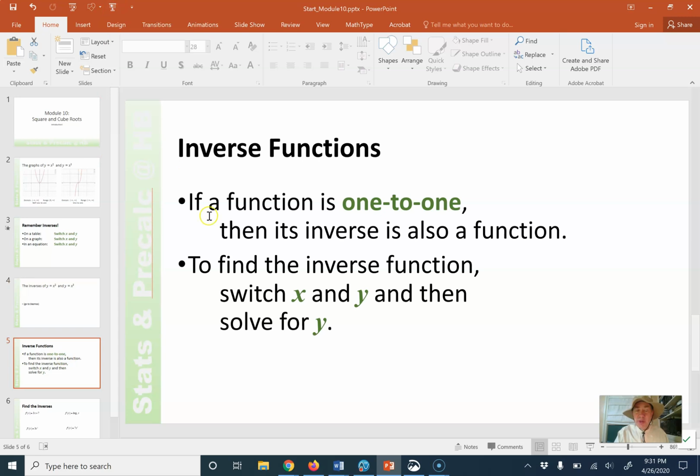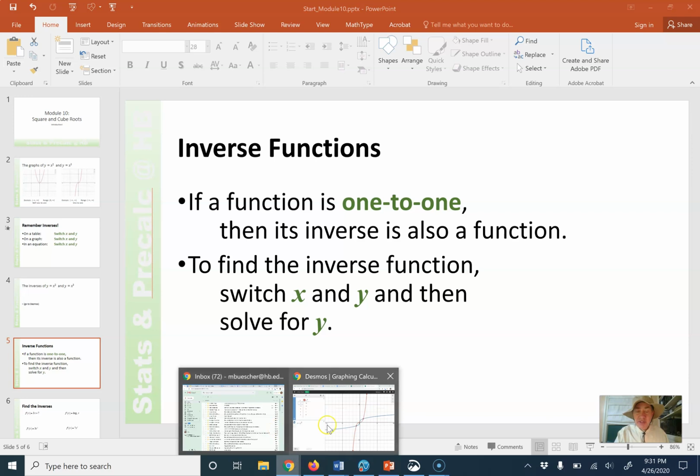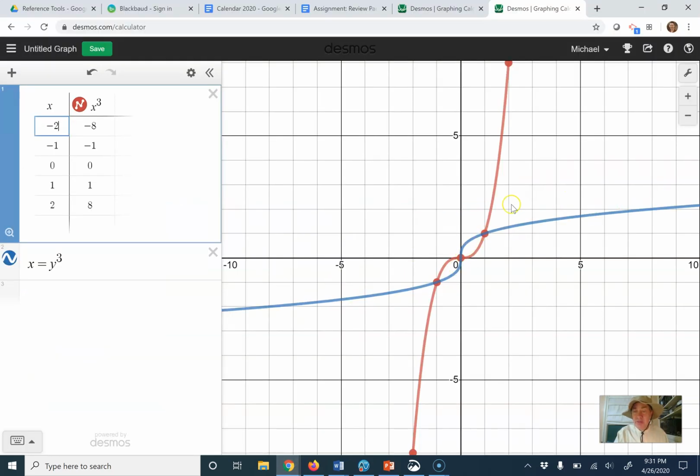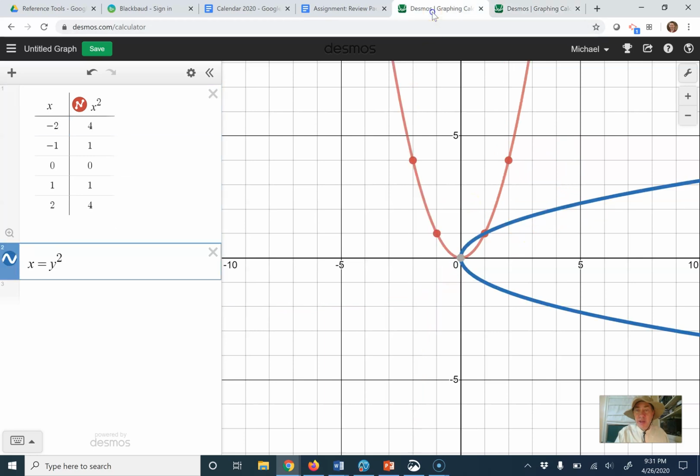The last bit, inverse functions. If a function is one-to-one, then its inverse is also a function. Take a look at our graphs. The blue inverse is indeed a function. A vertical line only hits it once, and if you know the x value, you get exactly one y value. On the other hand, the inverse of y equals x squared is not a function. If you were trying to find this as a function, you would have to do two parts of it. The first part is the square root. The second part, the lower part, is the negative of the square root. And we'll do that tomorrow in particular.